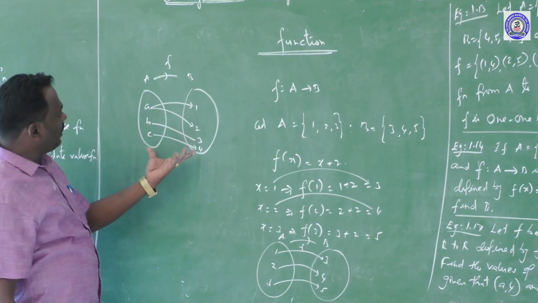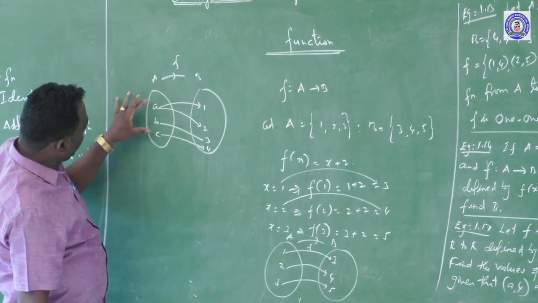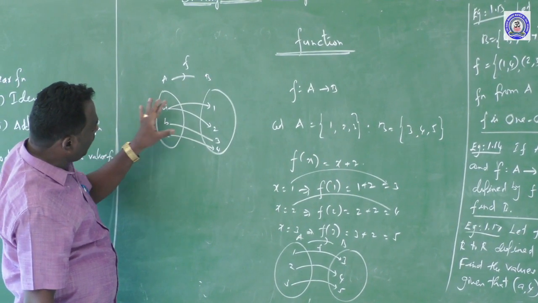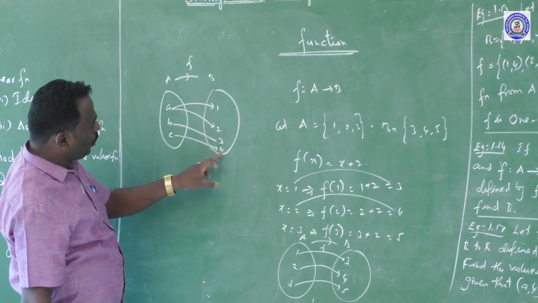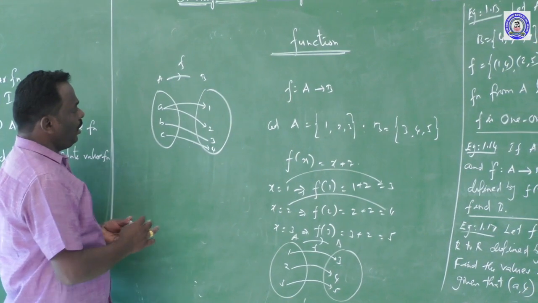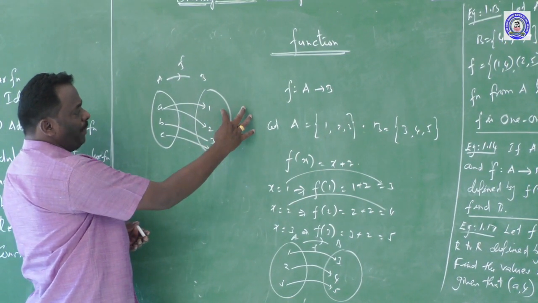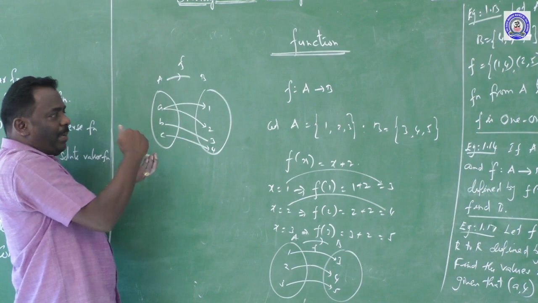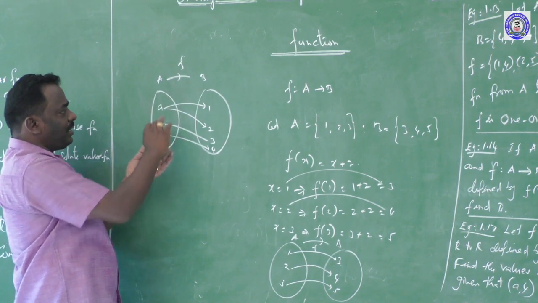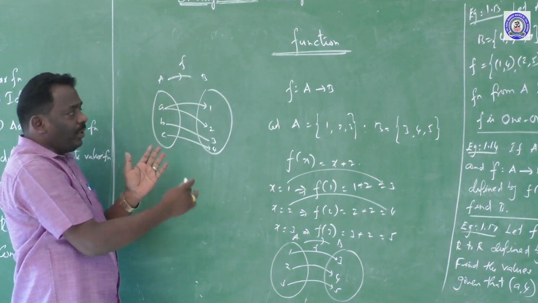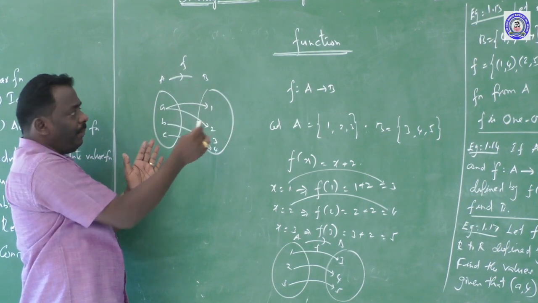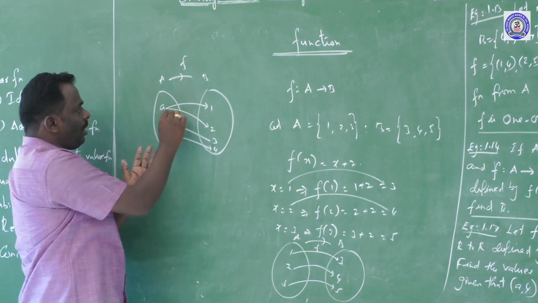Now in this function from A to B, A contains elements a, b, c, and B contains elements 1, 2, 3, 4. Here two elements in the set have the same image 3. If you go from A to B, that is called image.